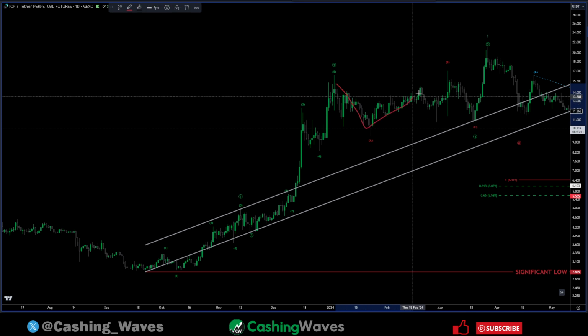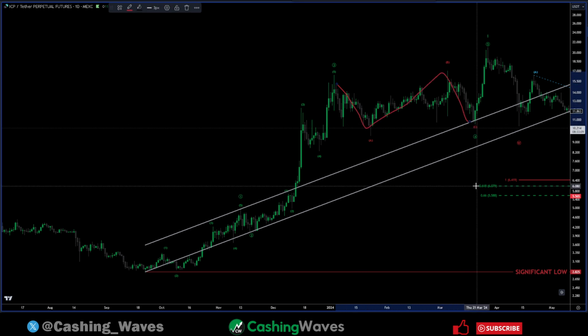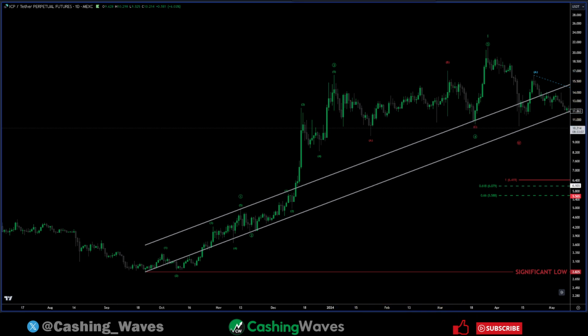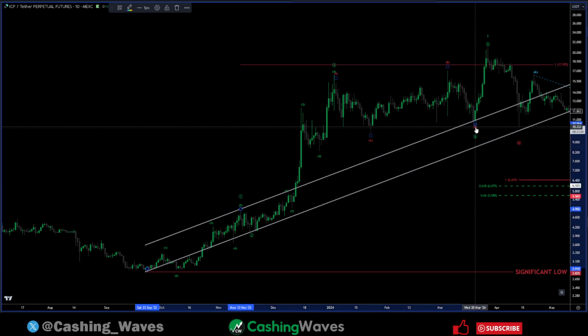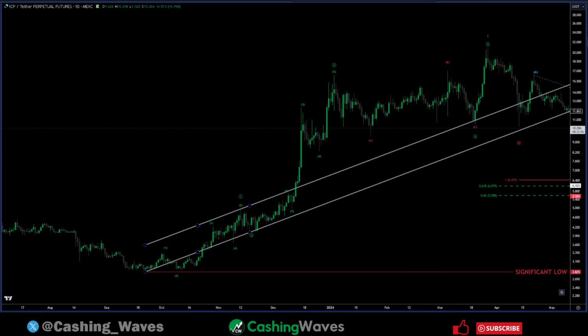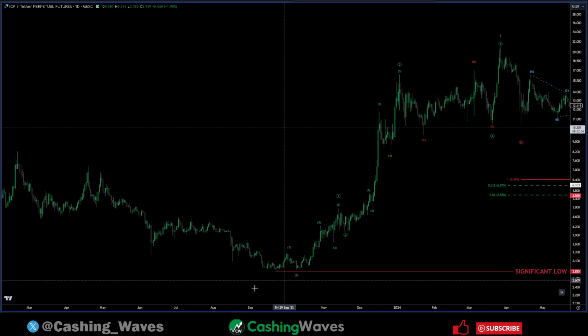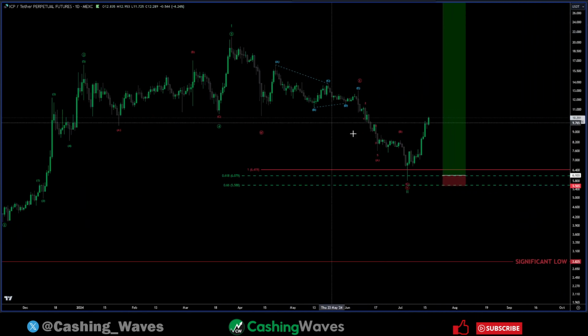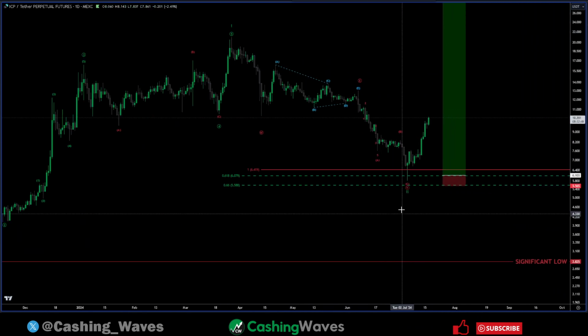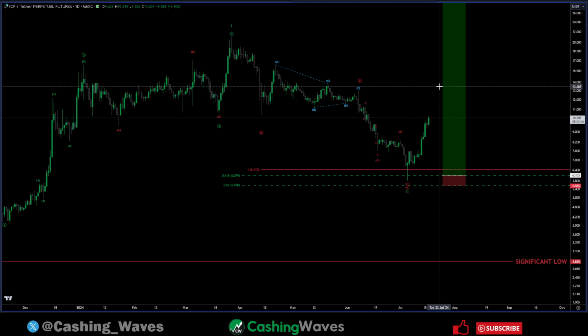Our fourth was a running flat, a 335, and the target for our 5th wave is the length of wave 1 extended off of wave 4, targeting the 1-to-1. So, a pretty nice 5-wave move. After that, we put on our Fibonacci retracement tool. We're looking between the 50 and the 618. We came down to the 618 and we reversed from there.